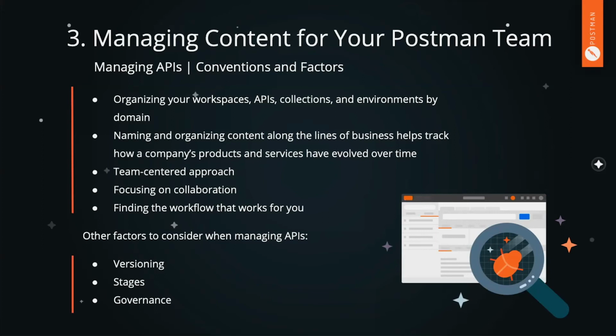And there are also a few other factors to consider when managing APIs. Versioning, stages, and governance. How you version your APIs, schemas, and other artifacts will impact the size of your collections and how you name them and how you name and organize their environments. And when we talk about stages, creating logical stages for development, QA, staging, and production will impact how your collections, environments, and workspaces come together. And governance. The maturity of your API lifecycle and how you measure, monitor, report, and engage with teams about how your APIs are delivered and operated will drive much of this conversation.